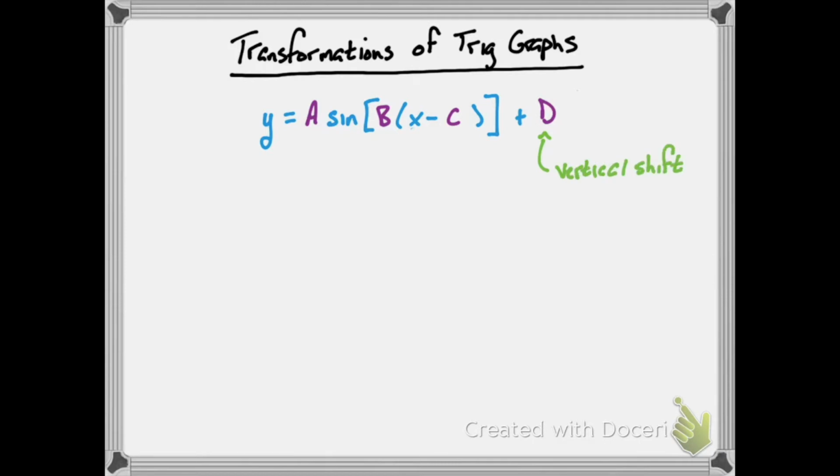D outside of the function, adding d is going to be a vertical shift. X minus c is a way to shift our function horizontally. Sometimes we'll call this a phase shift when dealing with trig functions.